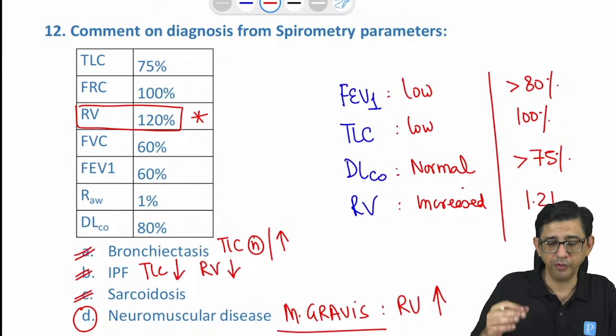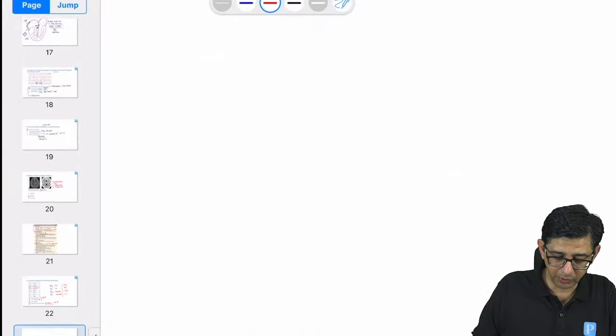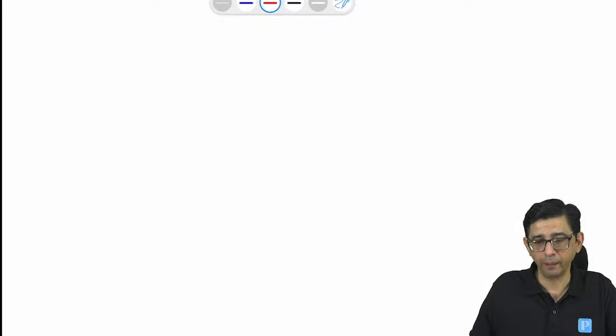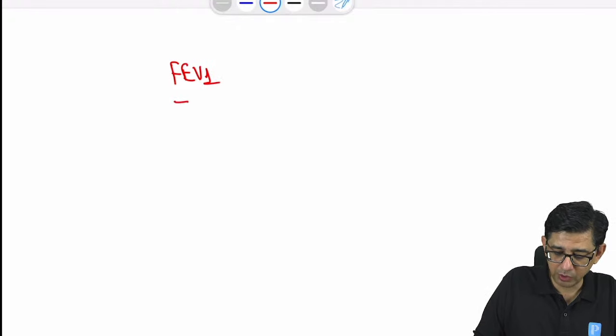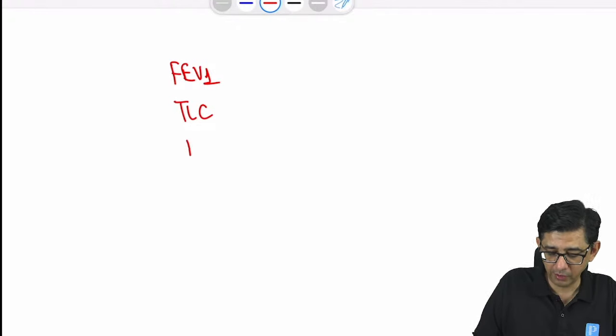The final summary for you guys is like this: anytime you get a question on spirometry parameters, what are you supposed to do? You are supposed to check the FEV1, the total lung capacity, the residual volume, and the DLCO in the patient.